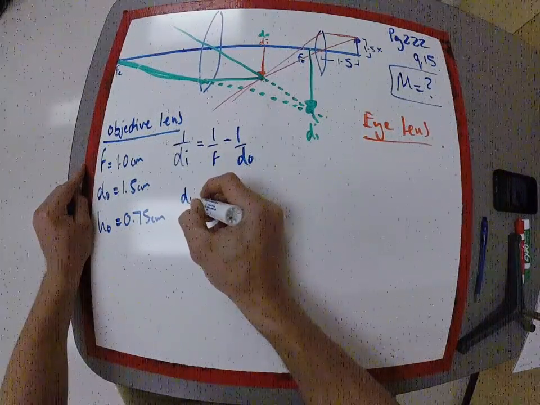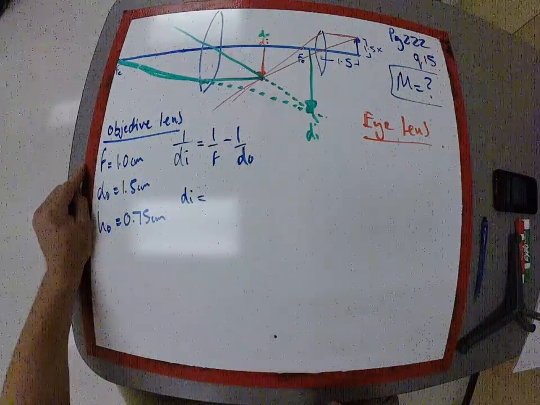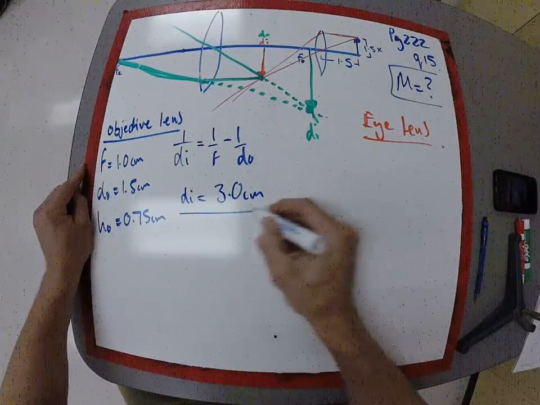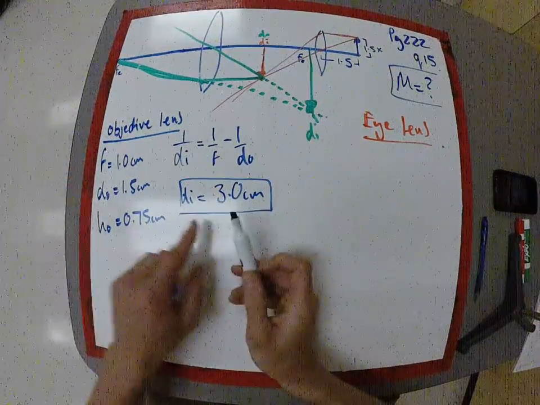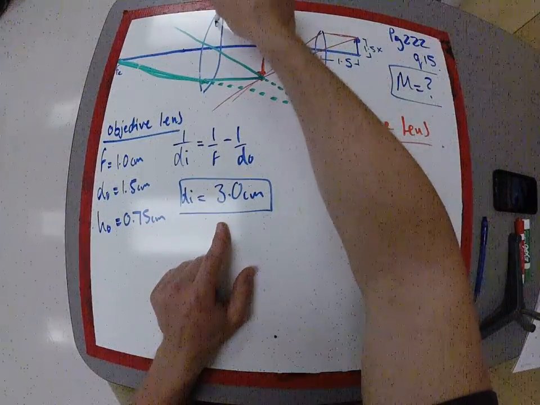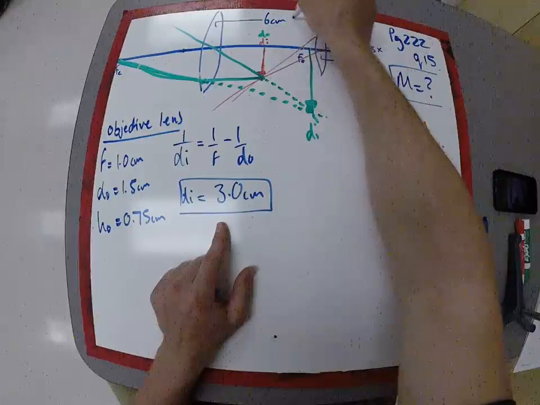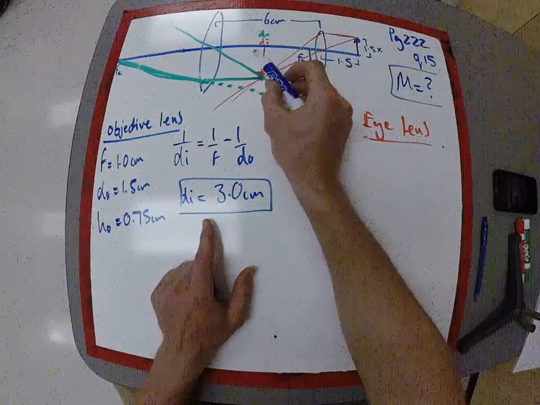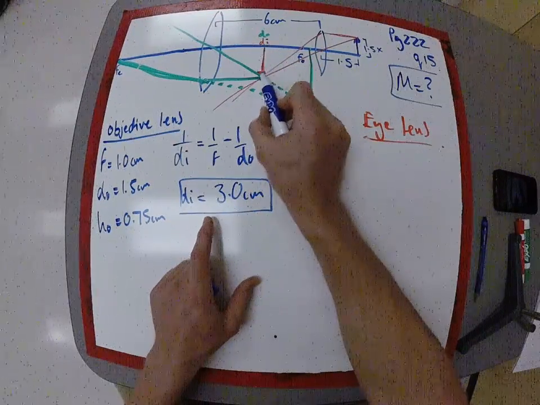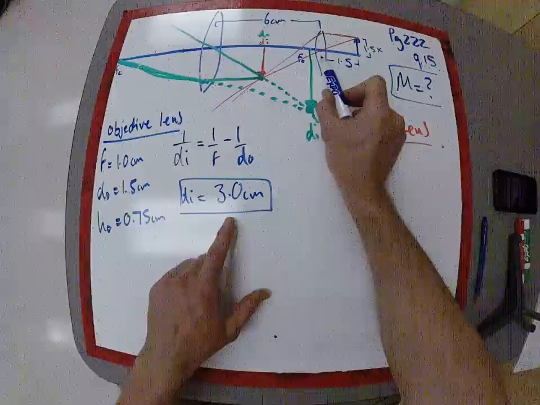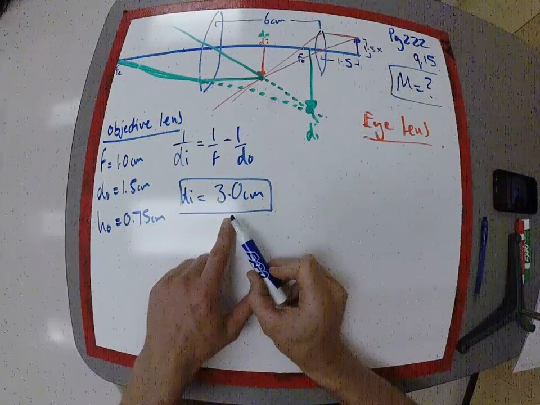And you can very quickly plug in those values and work out that DI is 3 centimeters. And you can go ahead and just check your drawing too. Initially at the beginning of the question we're told that the gap between the lenses is 6 centimeters, and actually this seems to make sense because the DI is about halfway between them, which would be 3 centimeters from my objective lens. So I'm pretty happy with that.